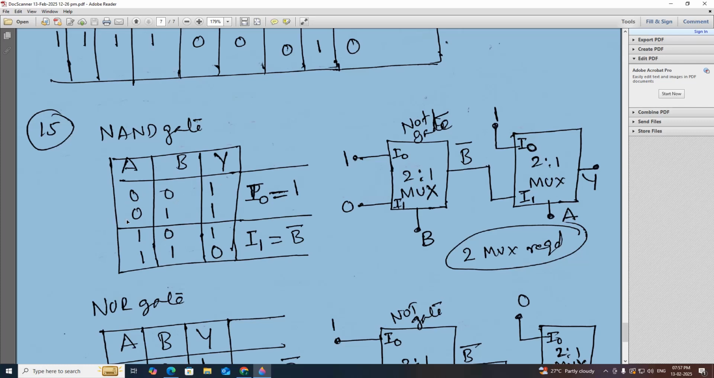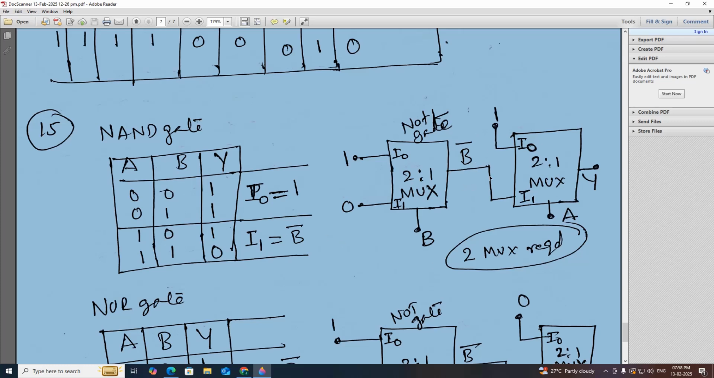Now for this particular, with A as the select line, 0 0, this is 1 1. So what is the I naught here? I naught here is 1. Both are 1, therefore it is 1. For I1, what is there? This is 0, this is 1. This is 1, this is 0. Therefore I1 equal to B bar. So for this particular NAND gate, first I will consider this mux y, and I naught, I1. I naught is equal to 1. I1 is B bar.